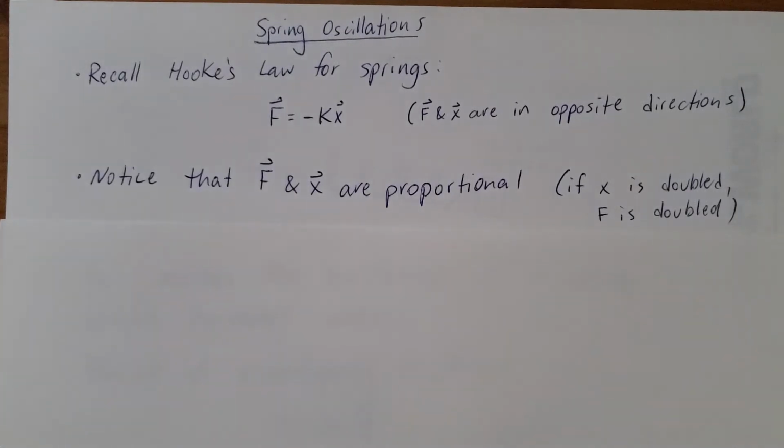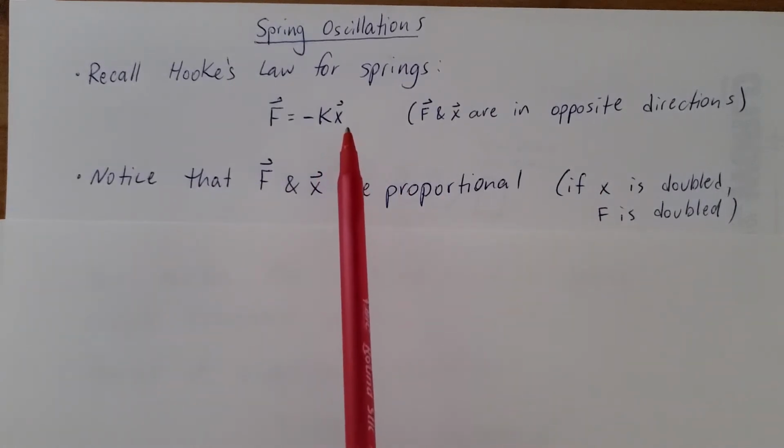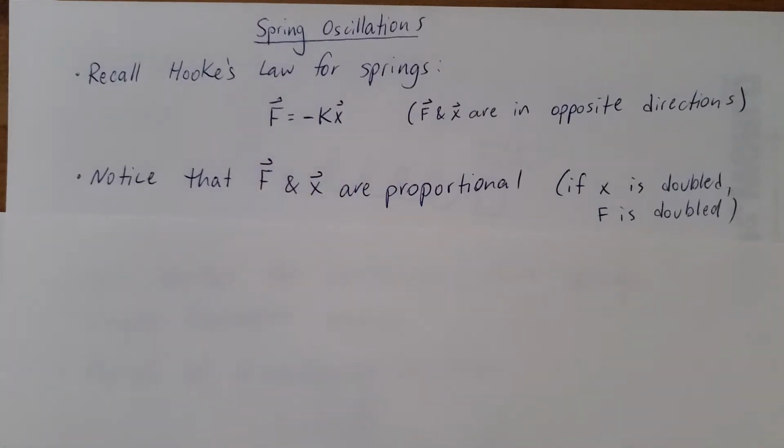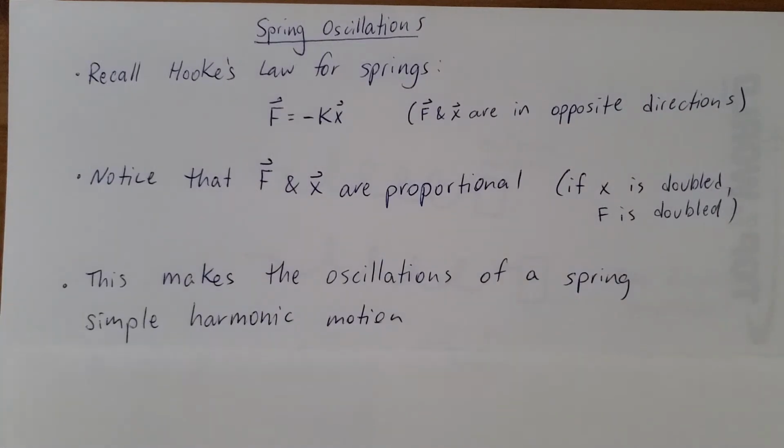Okay, now check this out. In this formula, it's really simple. Force and displacement are proportional. So if you double displacement, so multiply this number by 2, force will be multiplied by 2. Now, since the force is opposite direction as displacement and proportional, that makes spring oscillation simple harmonic motion.